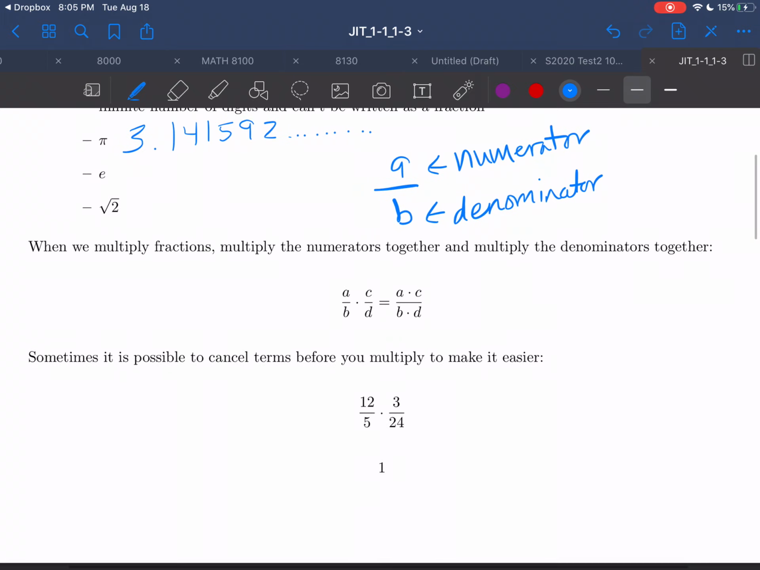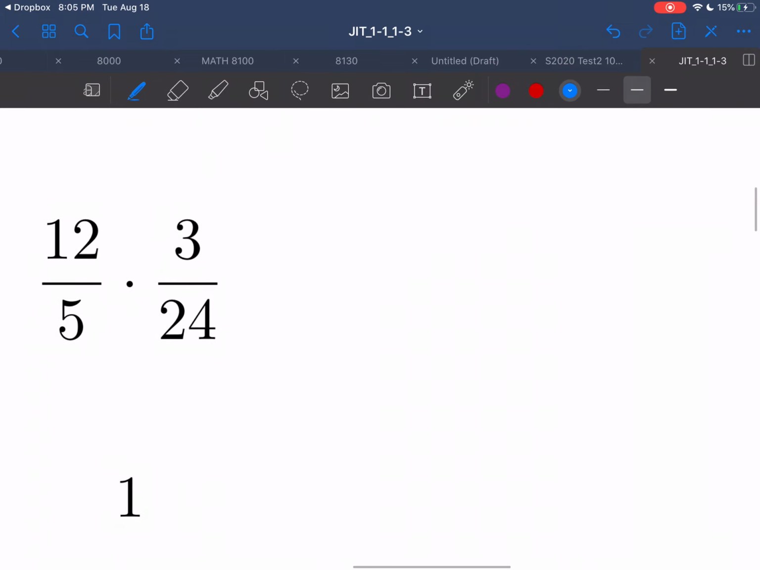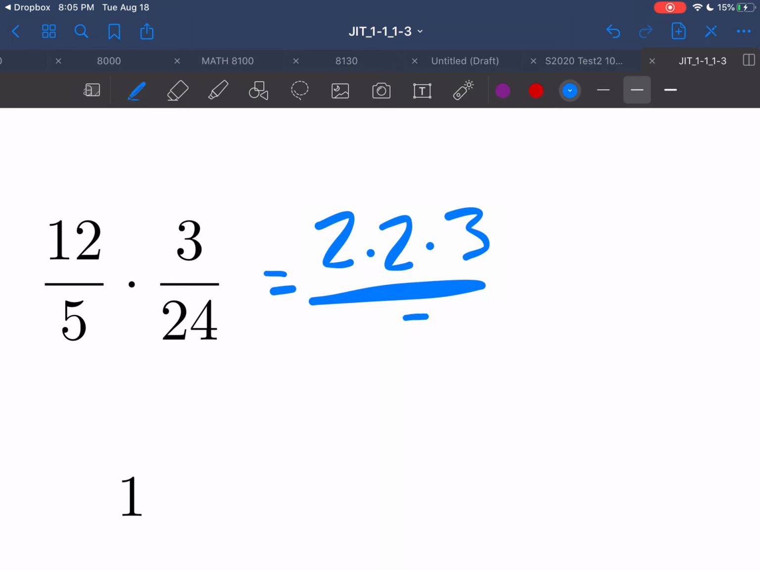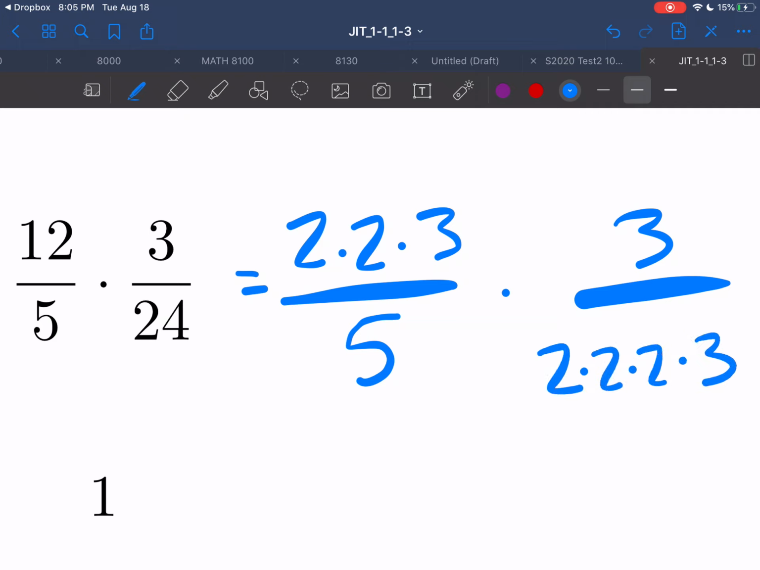Sometimes it is possible that we can cancel terms before we multiply to make it a little easier. So for example, in this problem, we can rewrite 12 as 2 times 2 times 3, still over 5. And then we can rewrite that 24 as 2 times 2 times 2 times 3. Then we can look and see what cancels. Well, we've got a 2 here and a 2 here, that'll cancel. A 2 here and a 2 here, that'll cancel. And the 3 and the 3.